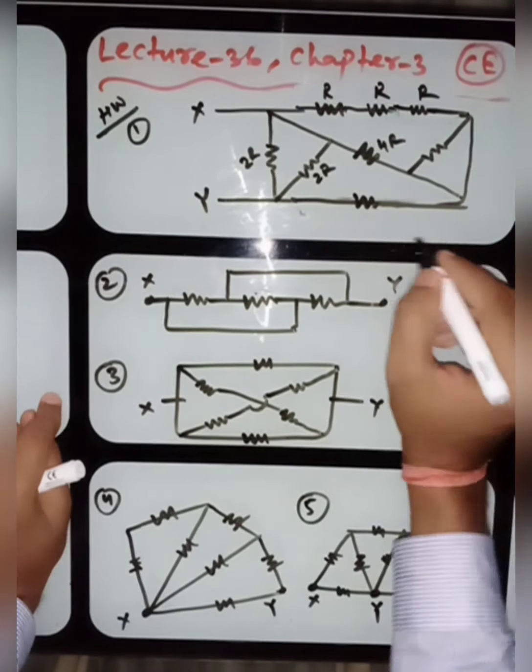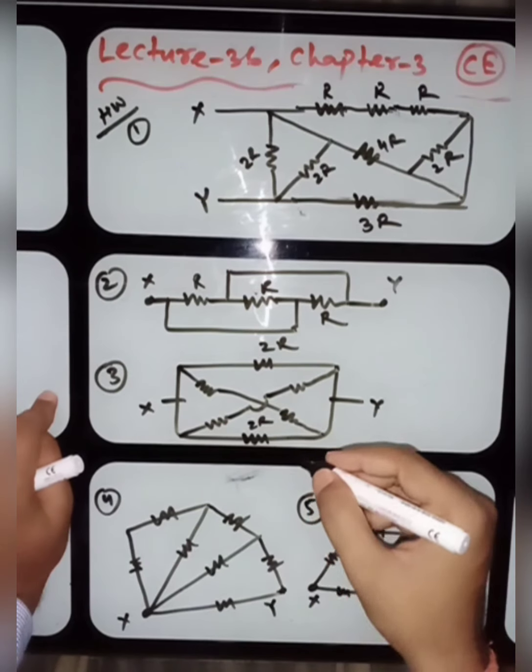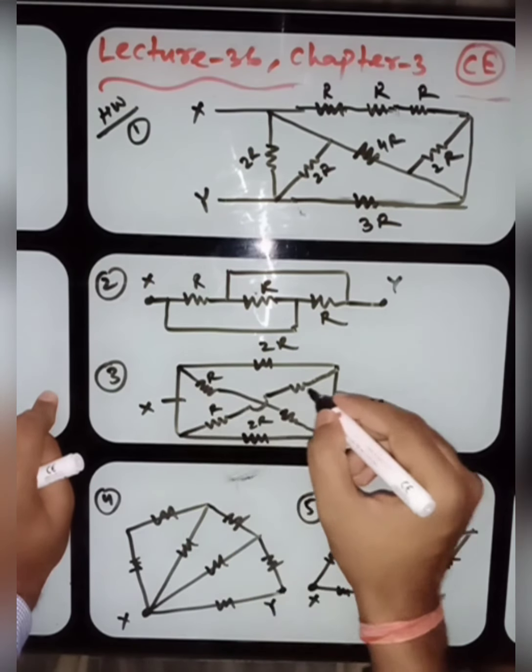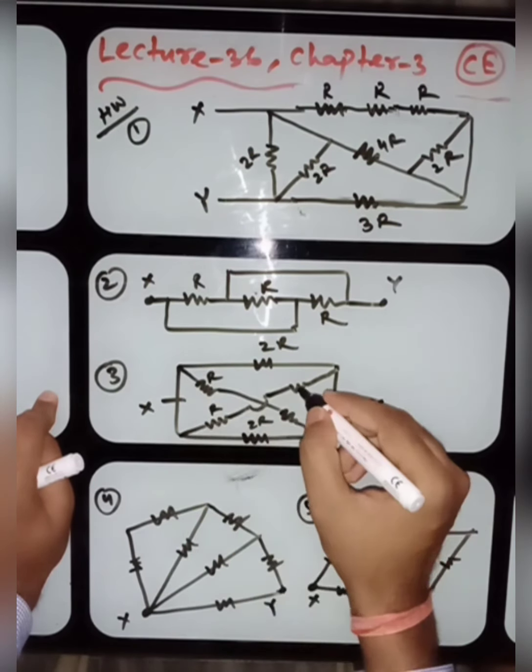Now this one is R. You have to find the equivalent resistance between X and Y. Now this one is 2R. It is also 2R. Here this is 2R. Suppose it is R. This is also R. This is R, and this is also R. You have to find the equivalent resistance between X and Y.